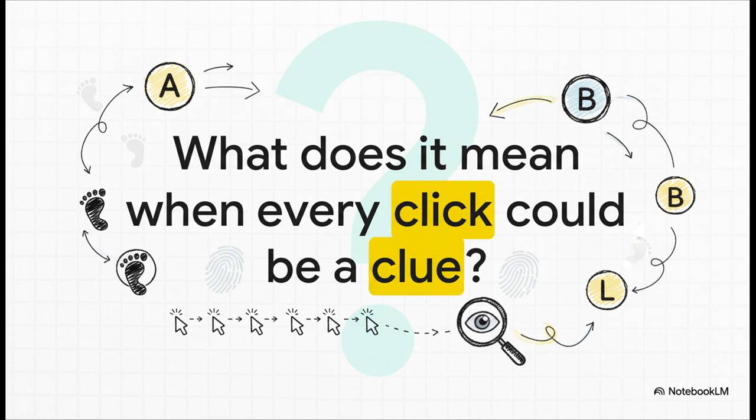Ultimately, you have to remember that the internet was designed to connect things, not to hide them. Its very architecture creates an almost unavoidable trail of evidence. So I'll leave you with this to think about. In a world where our lives are more and more digital, what does it mean for our privacy and our security when every single click we make could potentially be a clue?